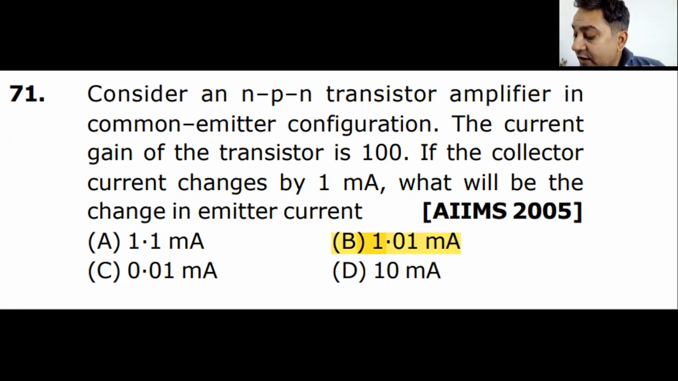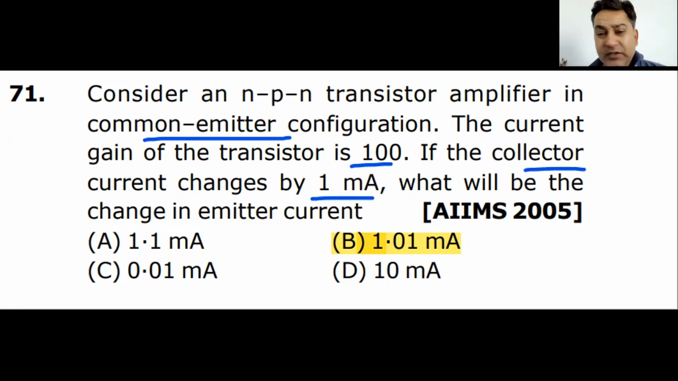It's a common emitter configuration. So they've given you the value of what? Beta. Yes or no? Yes, sir. Beta is given as 100. Collector current is given as 1 milliamp. You have to find the value of emitter current. How will you get it? First, you will get the value of base current. And then you will add base current to the collector current. We have done this many times, and the answer that you will get is 1.01 mA.